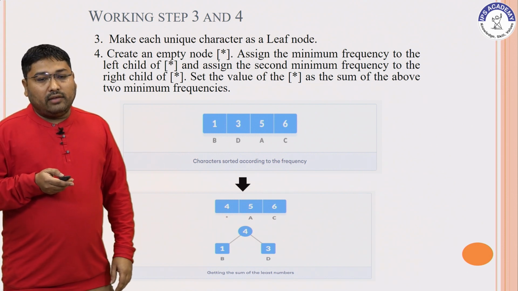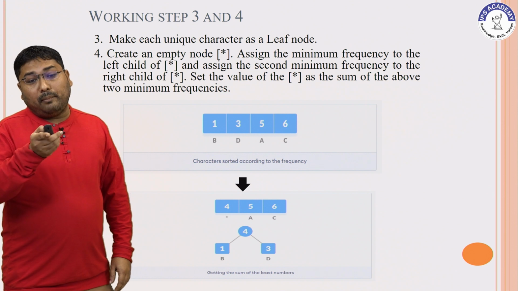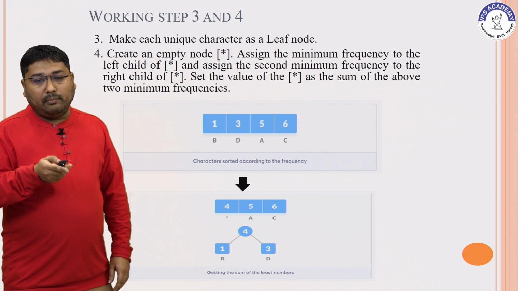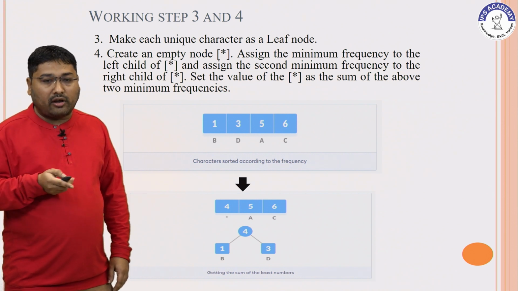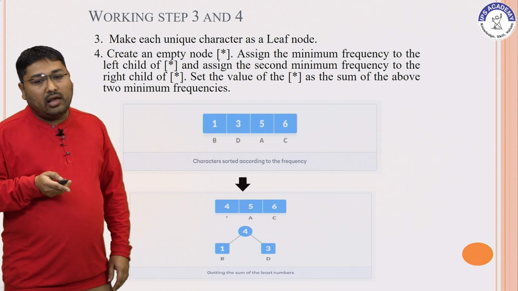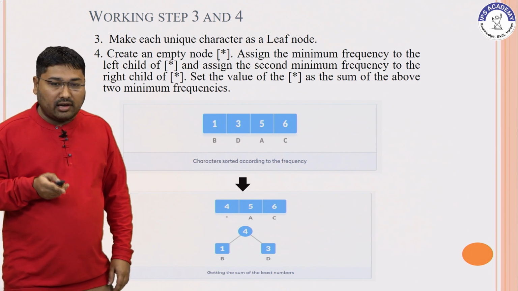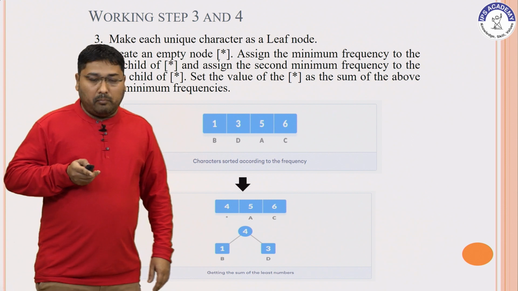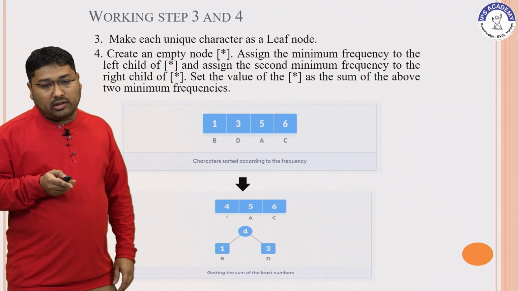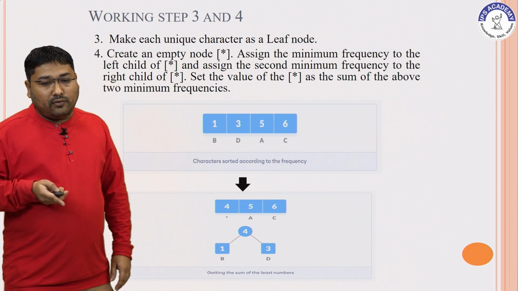First we arrange the complete message frequencies B, D, A, C in increasing order. B occurs 1 time, D occurs 3 times, A occurs 5 times, and C occurs 6 times. Firstly, we select the starting minimum values and create them as leaf nodes of the tree.